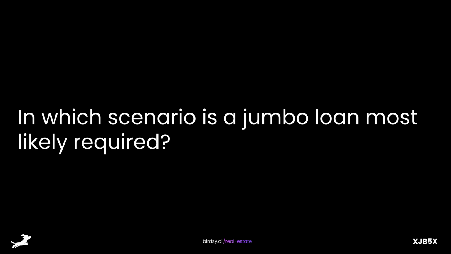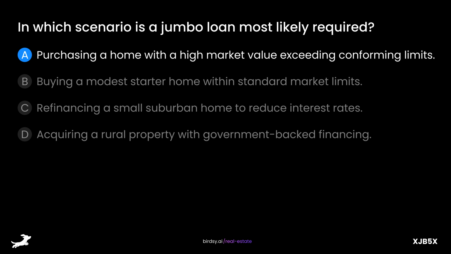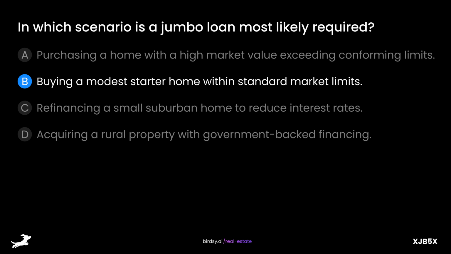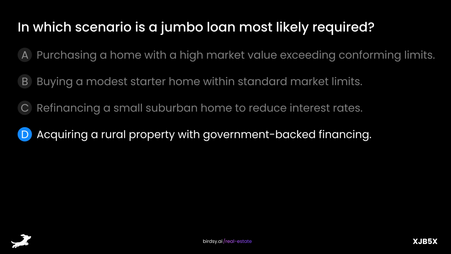In which scenario is a jumbo loan most likely required? Is it A, purchasing a home with a high market value exceeding conforming limits? B, buying a modest starter home within standard market limits? C, refinancing a small suburban home to reduce interest rates? Or D, acquiring a rural property with government-backed financing?